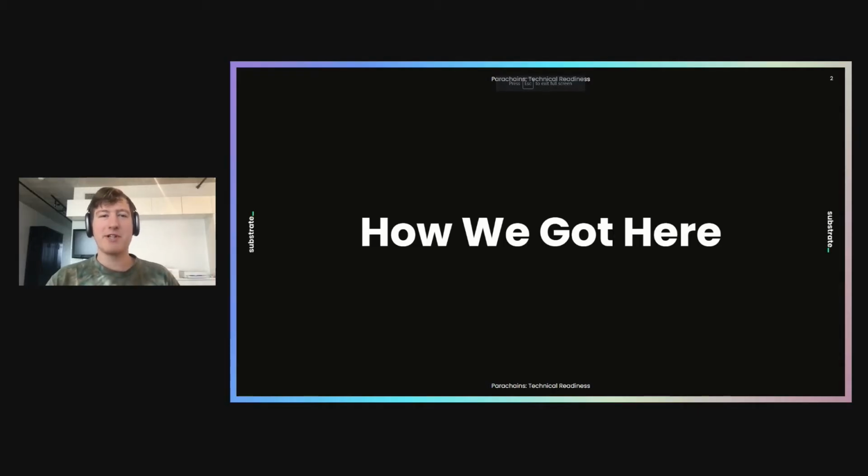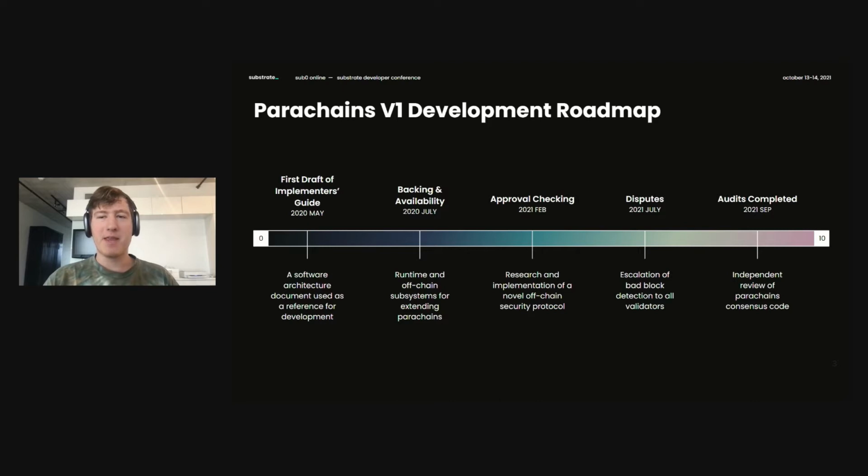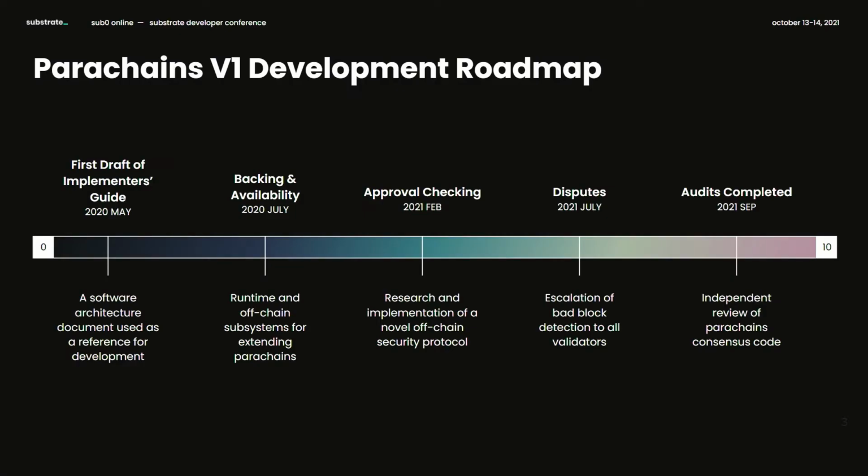Well, first, let's dive into the timeline, how we got here. We spent a lot of time early on in the development cycle of Polkadot just building Substrate, building out those Babe and Grandpa consensus algorithms, building libp2p. So the development of Parachains actually required a lot of those foundational components to be built ahead of time.